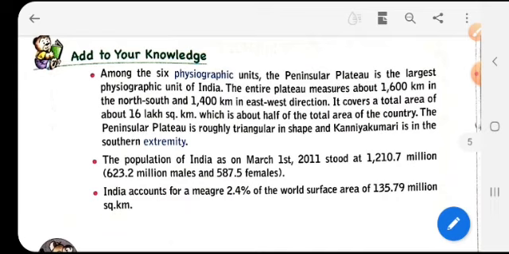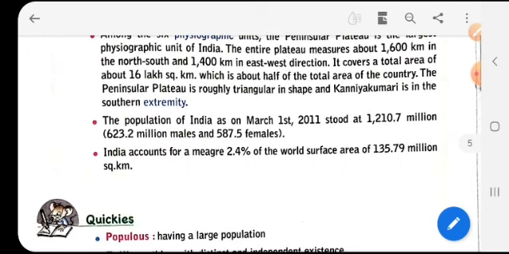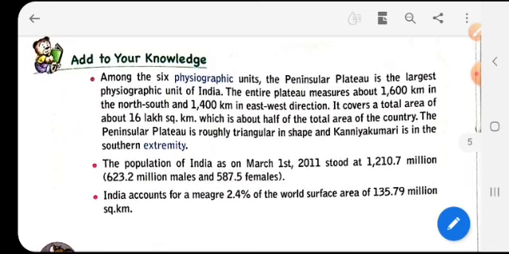The population of India as on March 1st, 2011 stood at around 1210.7 million, out of which 623.2 million are males and 587.5 million are females. India accounts for a meager 2.4% of the world's surface area, that is 135.79 million square kilometers. So these are some important facts that we need to add to our knowledge.